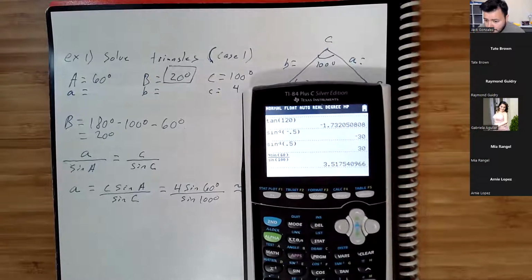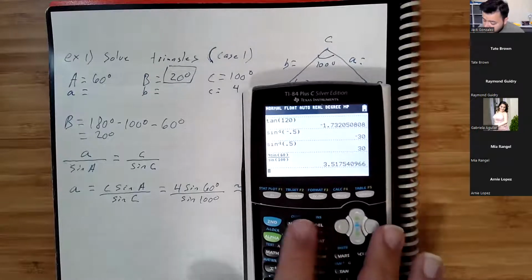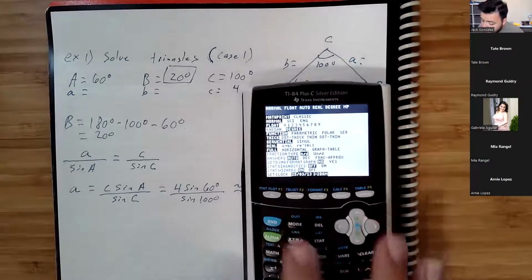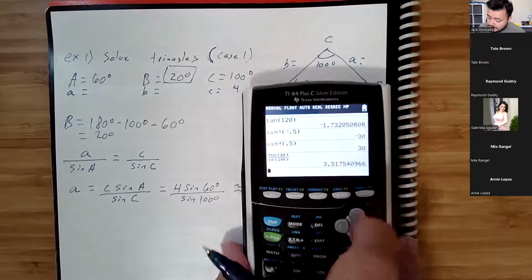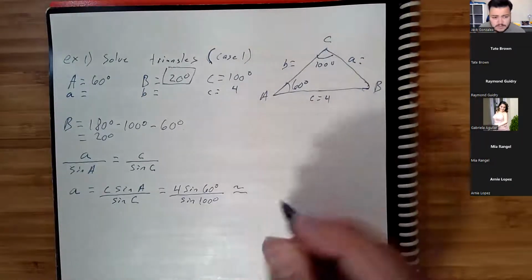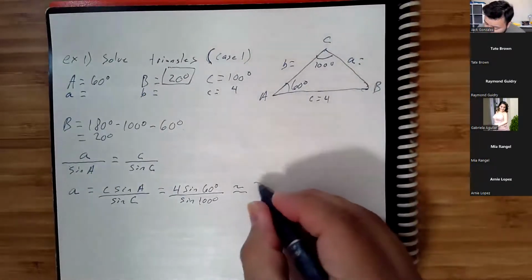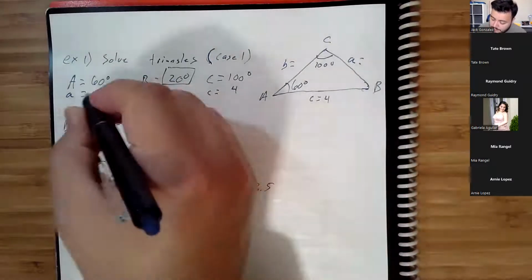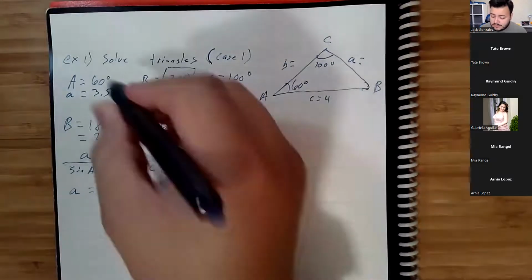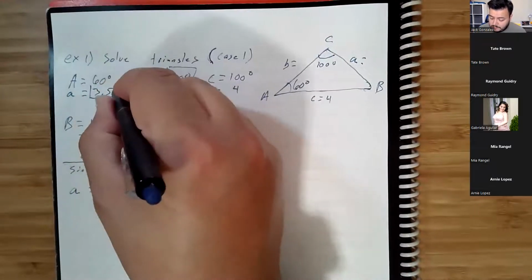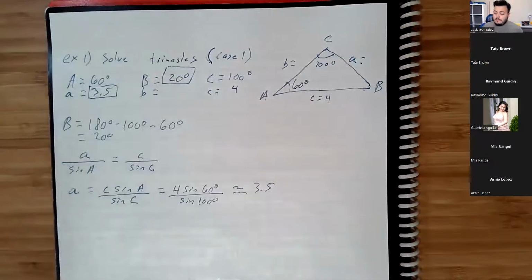Okay. I don't know if I'm in degrees. Let me check. Yep. Okay. 3.51, round to 2 decimal places, 3.5. Oh, actually, it might be 1. Let's do the 1. So we got little a. Box that because we didn't have it. Now we just need little b and we've solved the triangle.